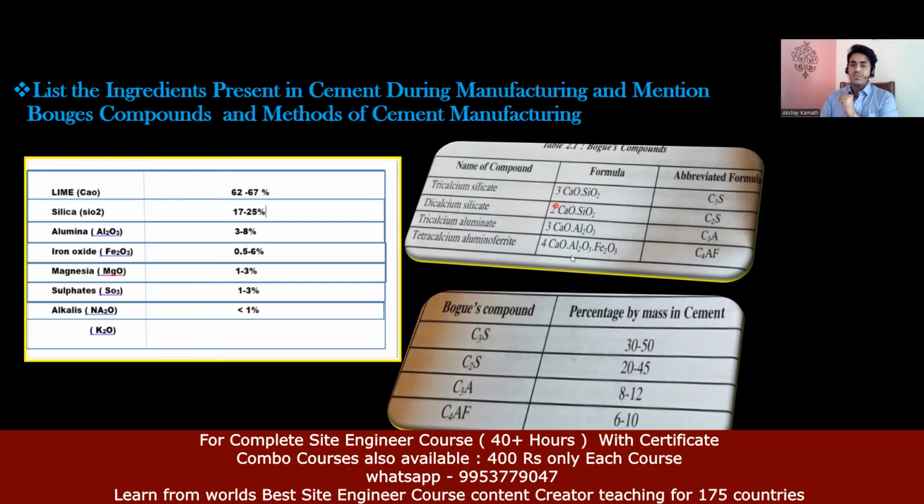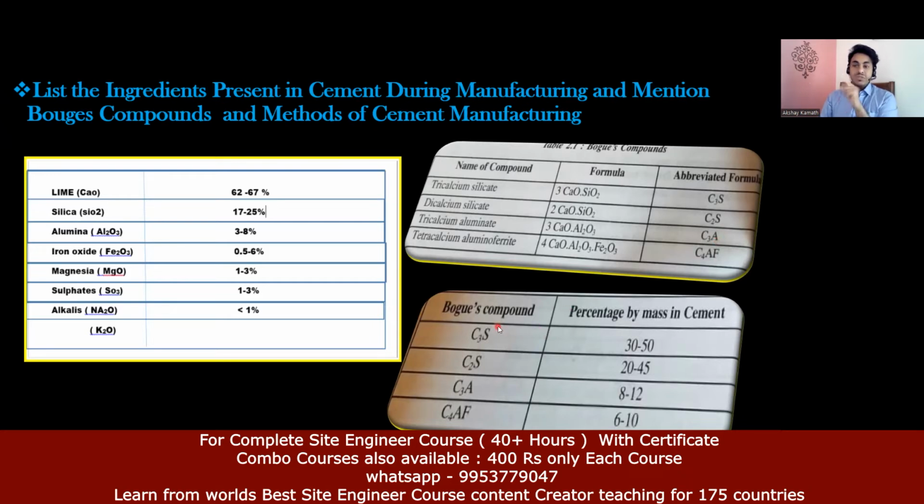The derivation of this formula is not required. And if you can remember, try to remember this also. C3S we require in 30 to 50%, C2S 20 to 45, C3A 8 to 12, and C4AF is in the percentage of 6 to 10. Okay, there are a lot of questions which can be formed, but this much you have to understand. There's no other way. There's no other escaping from this.